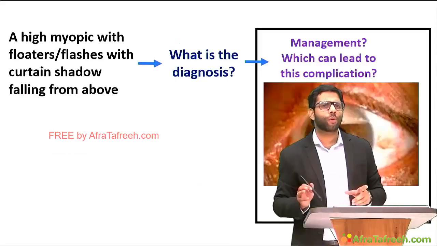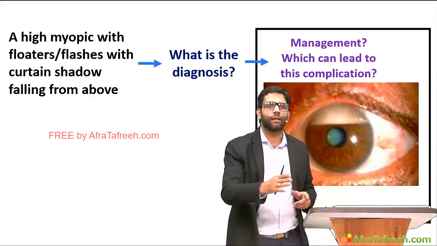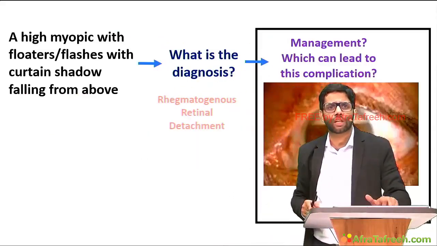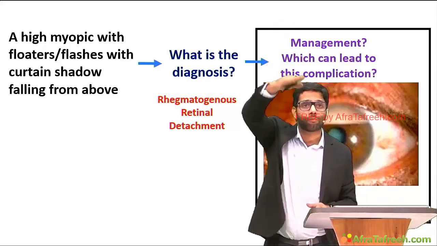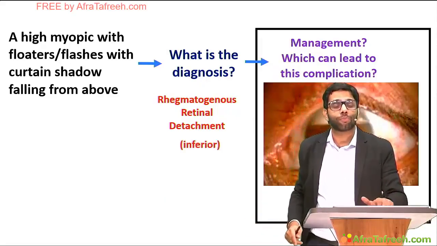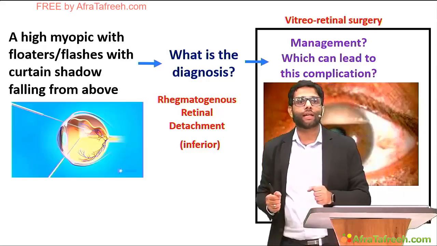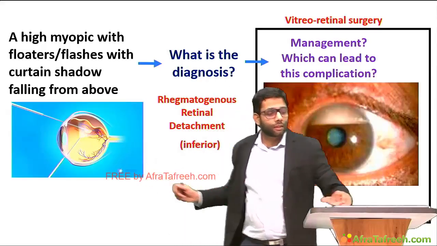So high myopic patient with floaters, positive scotoma in front of the eye, flashes of light with a curtain falling from above. A classical representation of retinal detachment, particularly rhegmatogenous. And which type? A curtain falling from above means superior visual field defect. There should be inferior retinal detachment. The management is vitreoretinal surgery. What is that? You take out the entire vitreous. Via the pars plana route you come, take out the entire vitreous, complete vitrectomy.